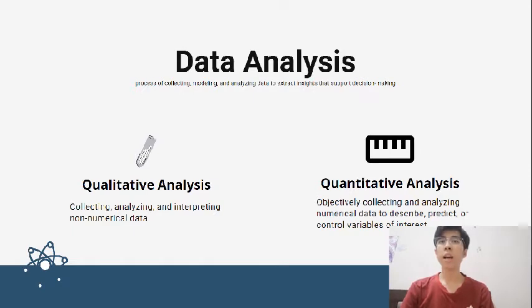In general, the analysis method of data has been classified into two types, which are qualitative analysis and quantitative analysis. Qualitative analysis is the process of collecting, analyzing, and interpreting non-numerical data, such as changes in color of the solution. On the other hand, quantitative analysis is the process of objectively collecting and analyzing numerical data to describe, predict, or control the variables of interest.